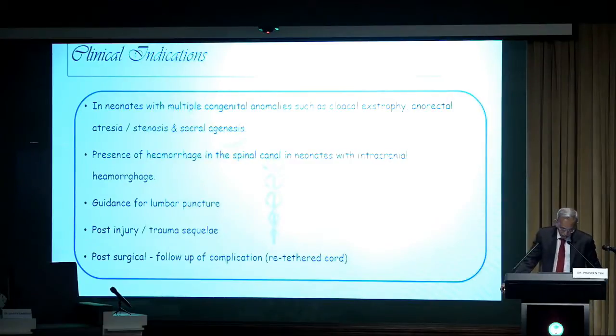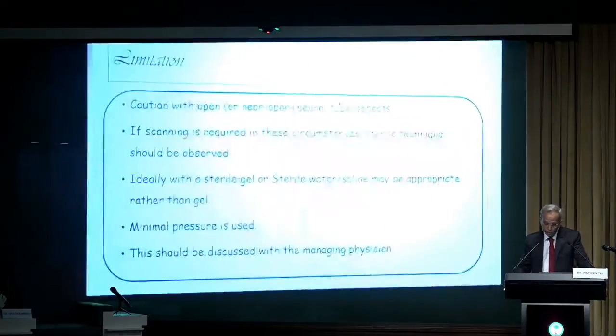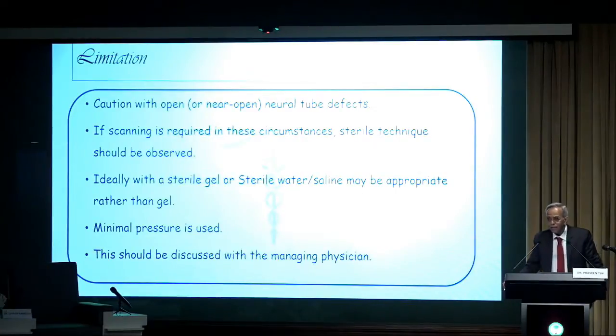Now, coming to the post-surgical follow-up of these complications, in the sense that we can evaluate the presence or absence of the retethering of the cord. So these are the things where we can use ultrasound in evaluating the neonatal spine. Now coming to the limitations, as I said, the most important limitation being the open neural tube defect, where there is a leak of the CSF which can cause infection. So in that situation, if it is unavoidable, we try to use what is called sterile gel, or you can even use the betadine gel, which we normally use in our patients, which can avoid introducing infection in these situations.